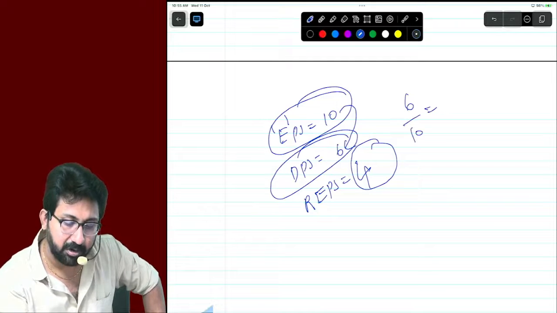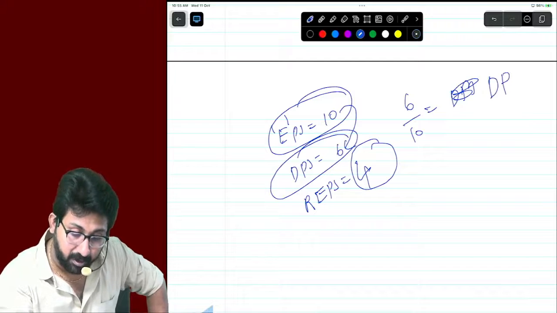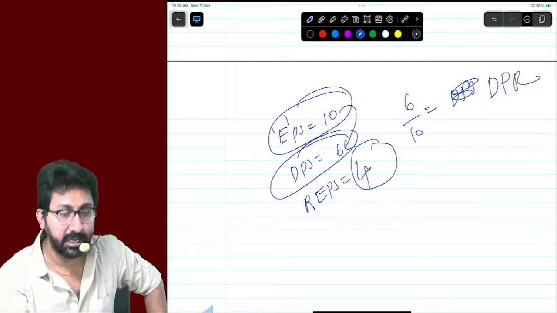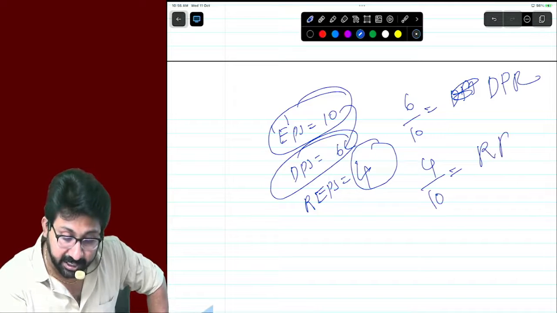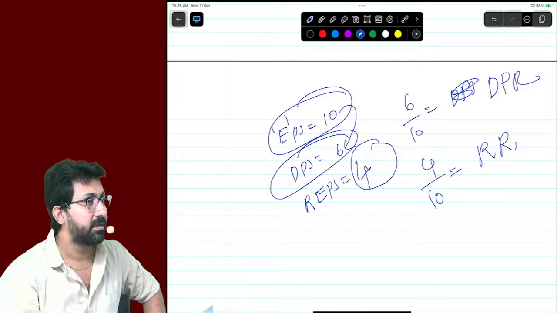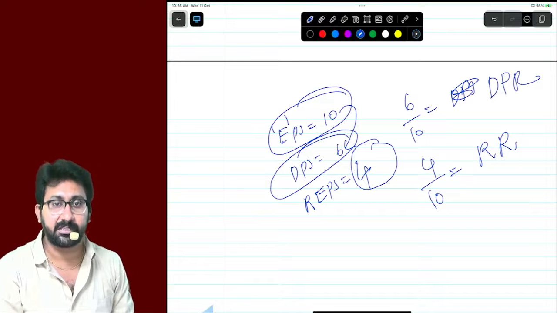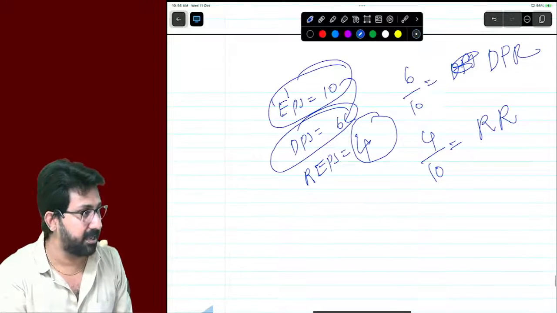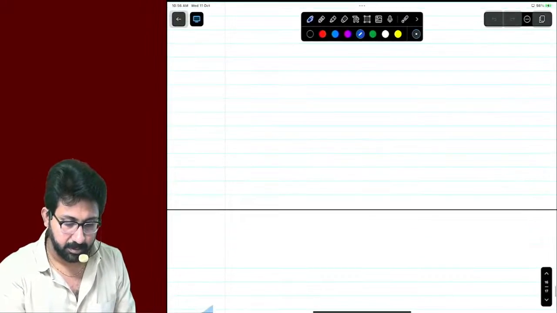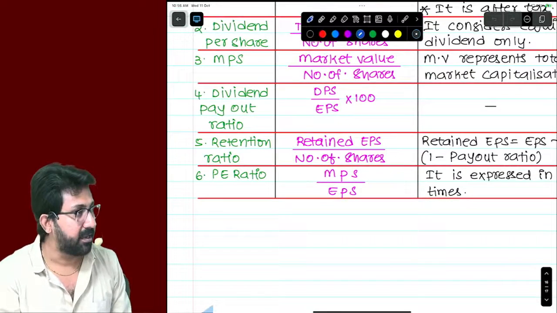6 by 10 is called as? Dividend payout ratio. 4 by 10 is called as what ratio? Retention ratio. Tell me, what is the formula for retention ratio? Retained earnings per share divided by EPS. That's all.